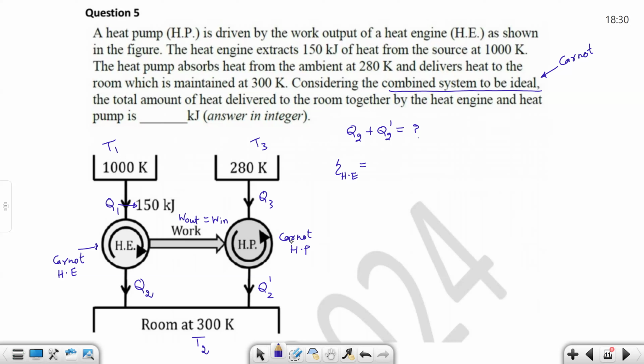So the efficiency of this heat engine is T1 minus T2 by T1, which you can write as heat supplied minus heat rejected by heat supplied.